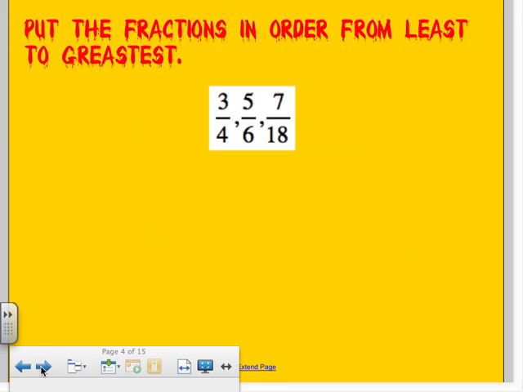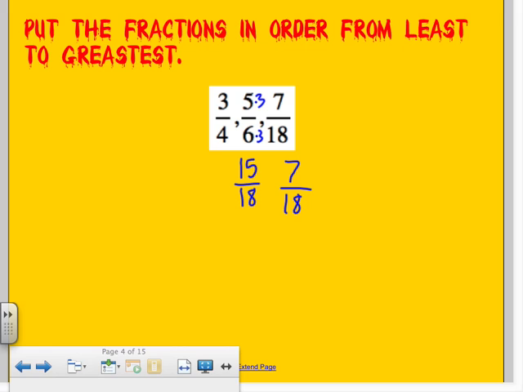Putting fractions in order from least to greatest, you can use equivalent fractions to find common denominators. So we got 3/4, 5/6, and 7/18. 5/6 and 7/18, so you can pretty easily make 5/6 into 15/18, right? If you multiply by 3 and by 3. So we have 15/18 and 7/18.